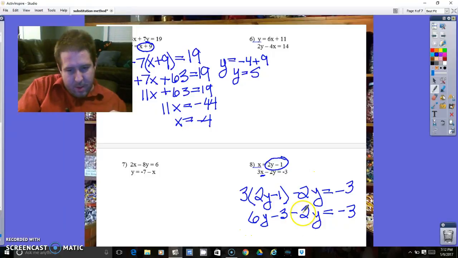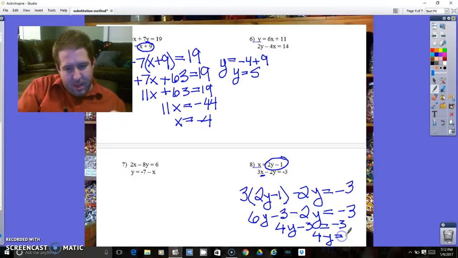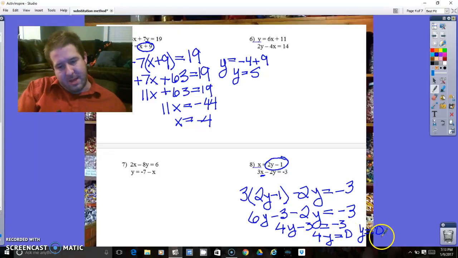Combine like terms. 6y's minus 2y's makes 4y's. Bring down the minus 3. Add 3 to both sides, and you get 4y equals 0. Divide both sides by 0. I'm sorry, divide both sides by 4. Can't divide by 0. Means y has to be 0, because 0 divided by 4 is 0.